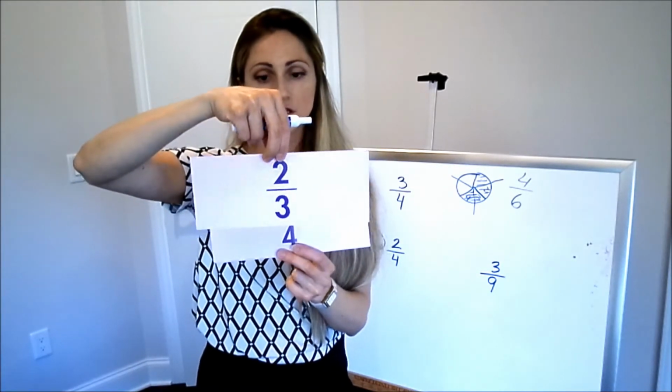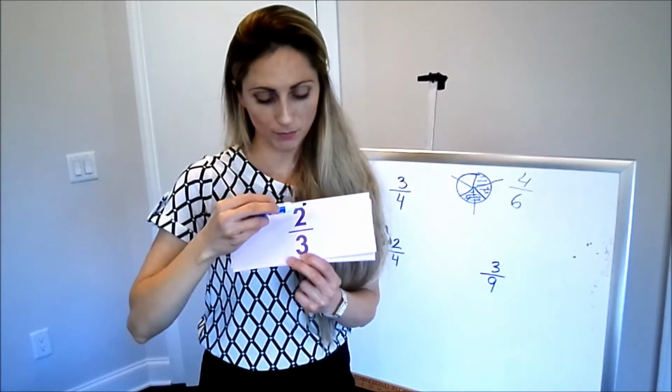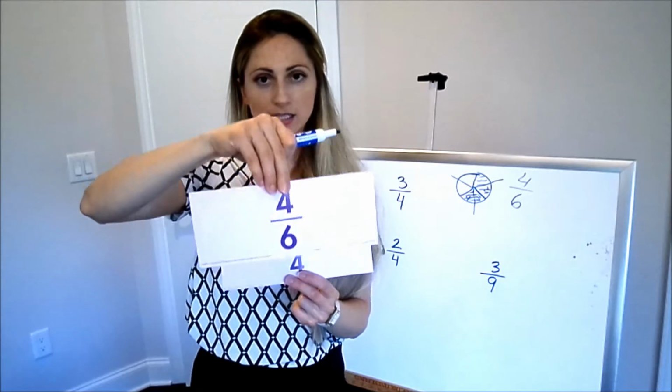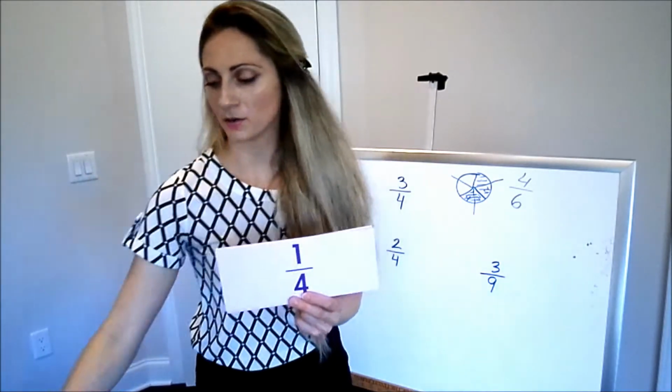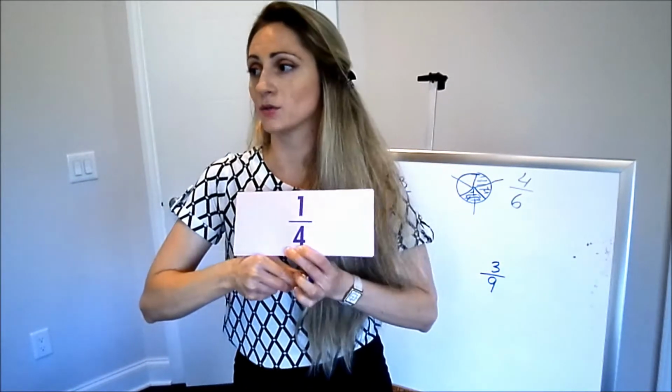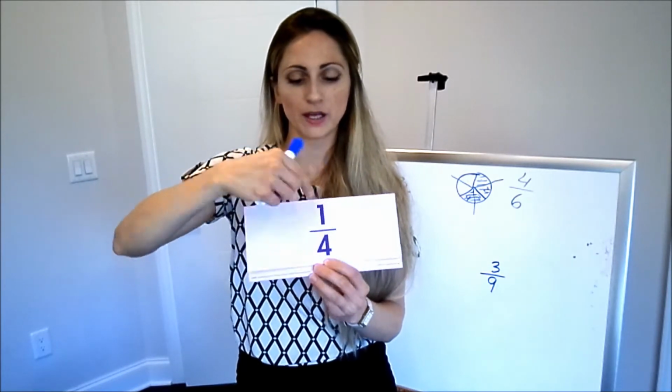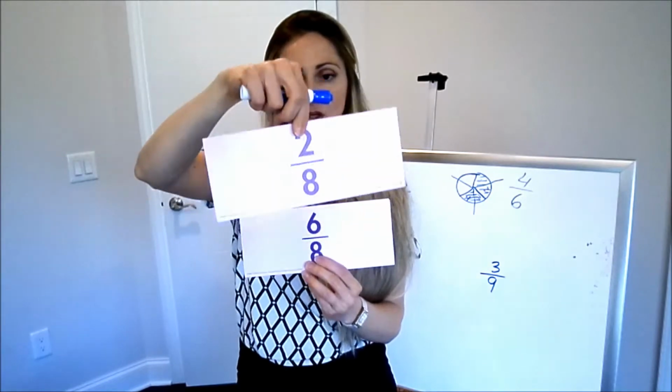Do you see how that worked? 2/3, multiply by 2, multiply by 2. You get 4/6. Got it? Alright, how about this one here? 1/4. Can you multiply 1/4 by 2? What fraction would you get if you multiplied top and bottom by 2?